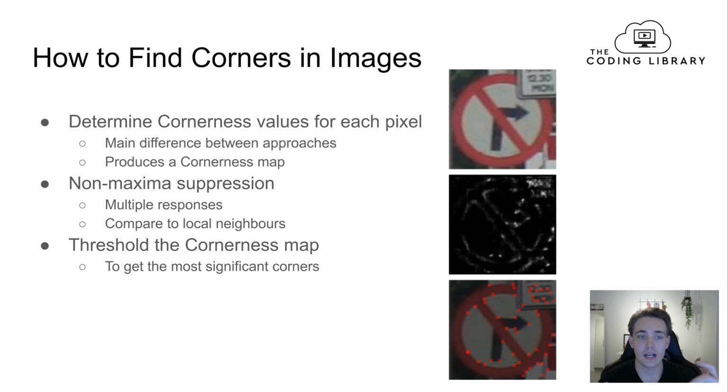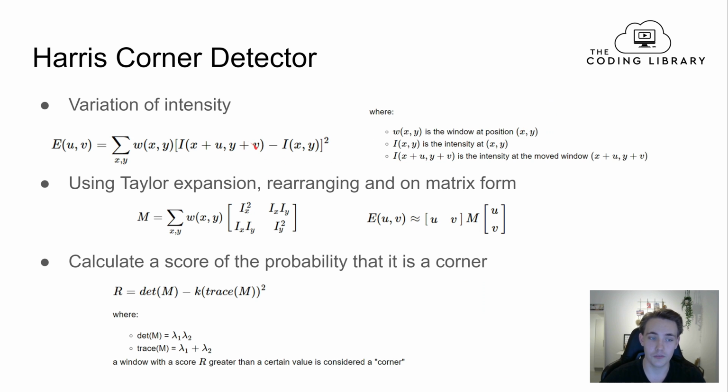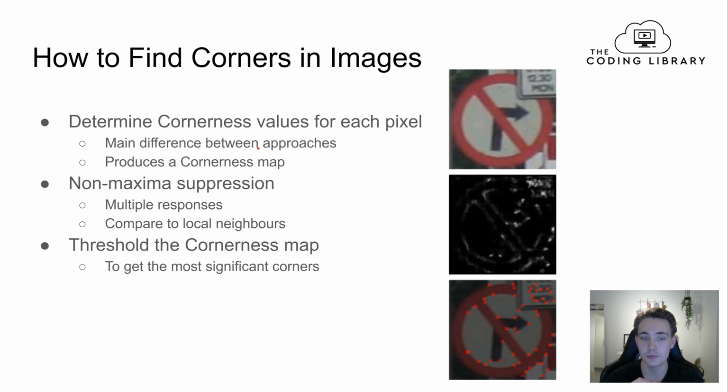First of all, let's talk about how we can find corners in actual images, where first we have to determine the cornerness values for each pixel. So we go through all the pixels in our image and find the main differences between the approaches, and then we can produce a cornerness map. We try to find the corners in our image by going through each pixel. Then we use non-maxima suppression, as we talked about in one of the previous videos on edge detection. We use non-maxima suppression when we're extracting information or finding features in our images.